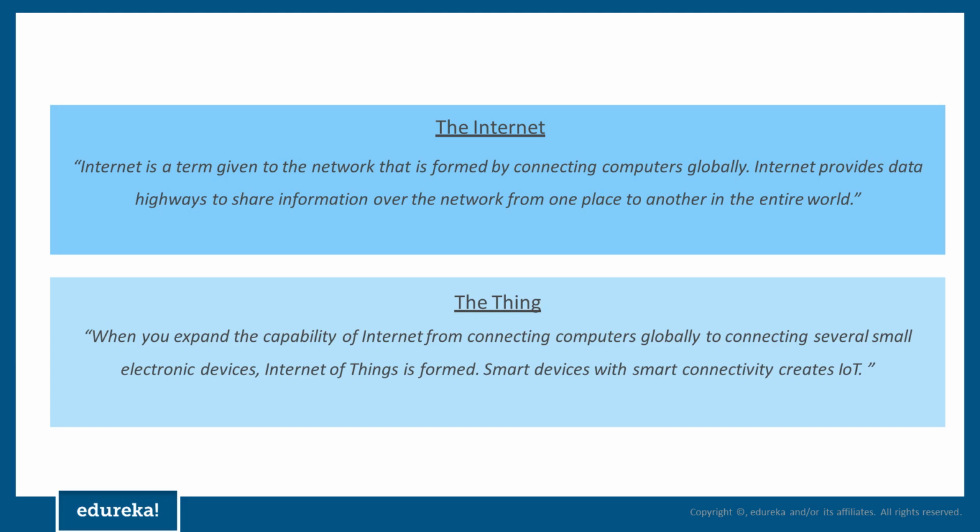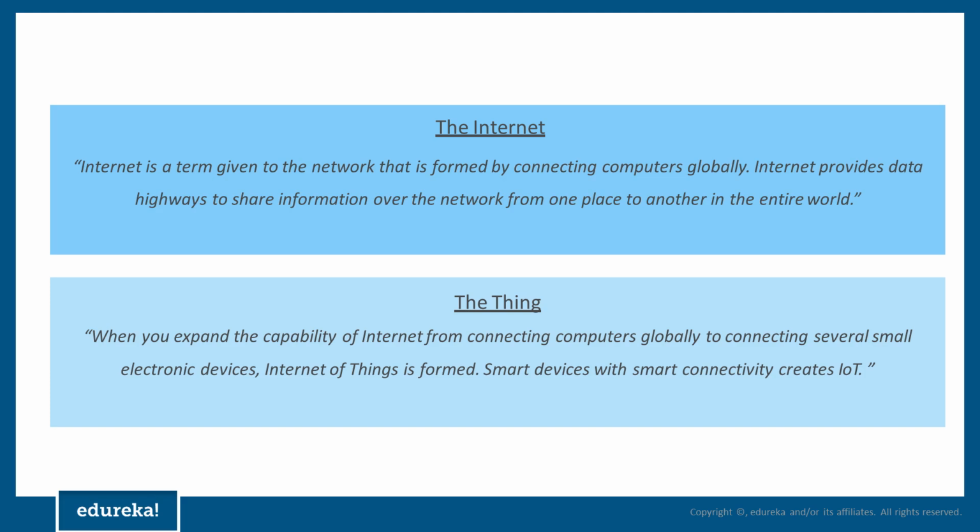Just like computers, when you connect sensors and several small electronic devices, then you call it Internet of Things. But if you talk of computers, how many computers will it be? Take the number of the population, that's the maximum number of machines, maybe a little more. When you talk of sensors, there are billions and billions of sensors that can be connected.